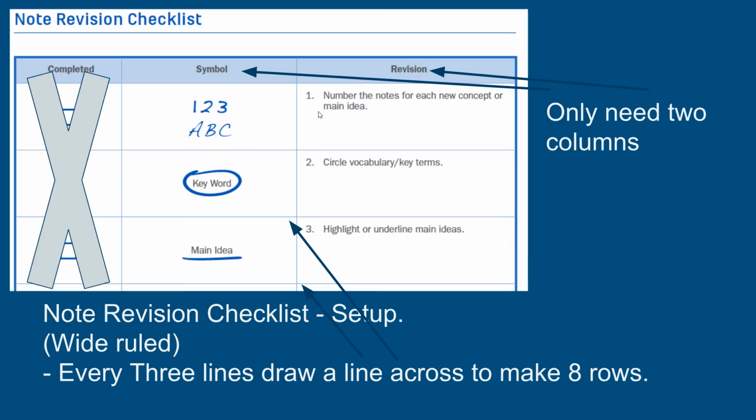You only need 2 columns on a clean page in your composition book. 2 columns, and then you're going to have 8 sections, 8 rows. And if you have a wide ruled notebook, every 3 lines in your wide ruled notebook, you're going to draw a line across, skip 3 more lines, draw a line across. So basically you have a table that looks like this, okay?